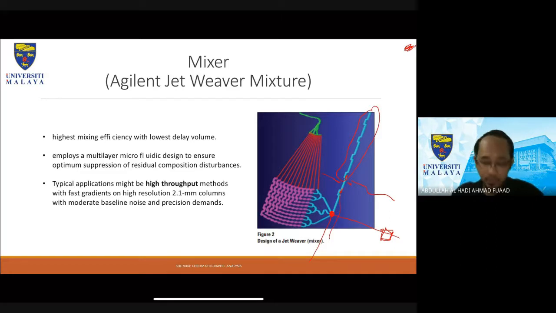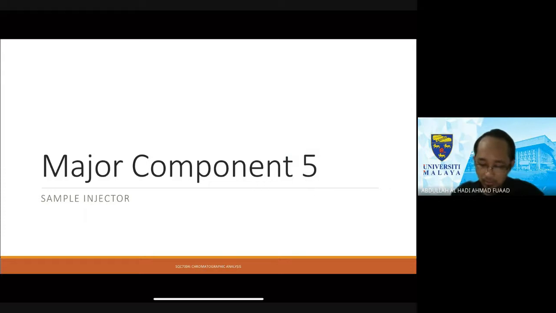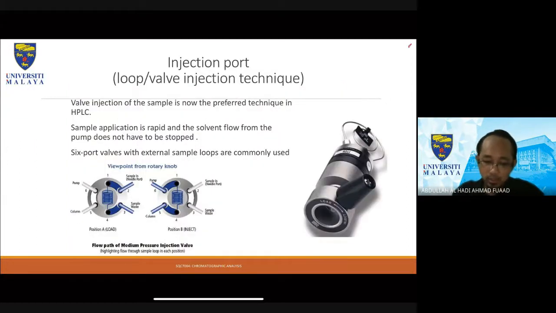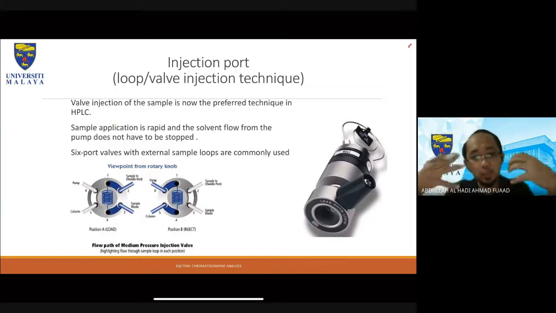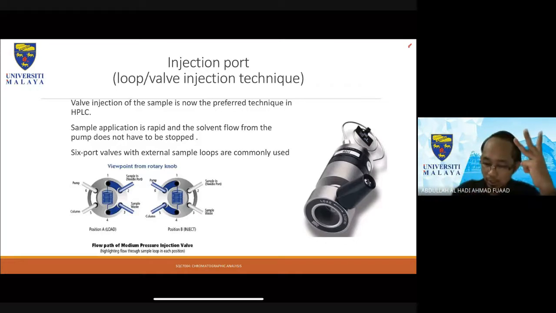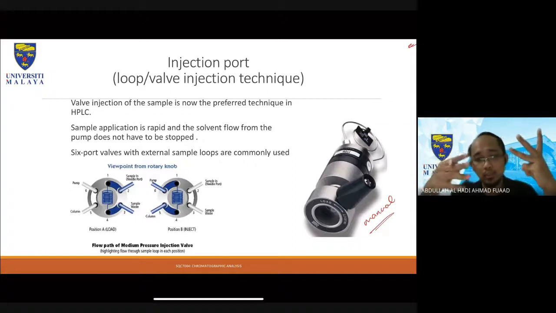I think this is the last one, so we still have a lot of time. Component number 5 is the sample injector. Again, the sample injector is a very straightforward system. So the sample injector is over there. I've seen 3 different types of sample injector. One is manual, meaning the picture of a manual sample injector is like this. Why do I call it manual? Because you will need to inject the sample on your own. And the other 2 are automatic.